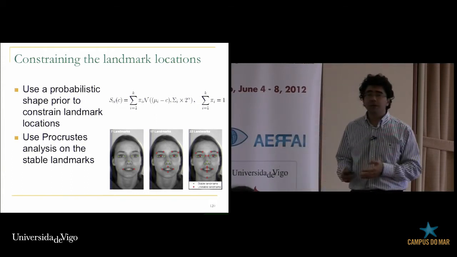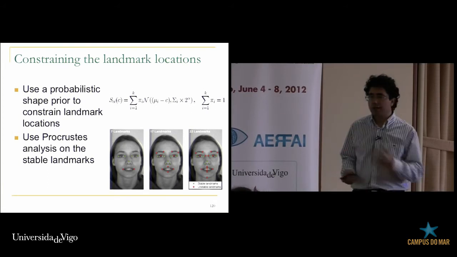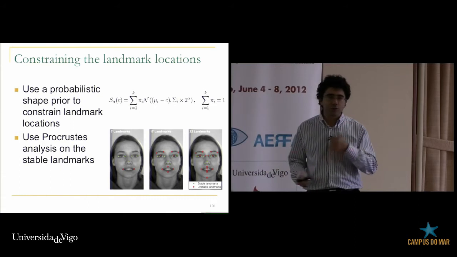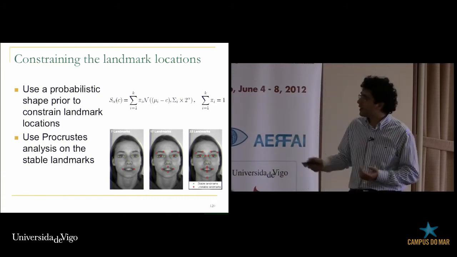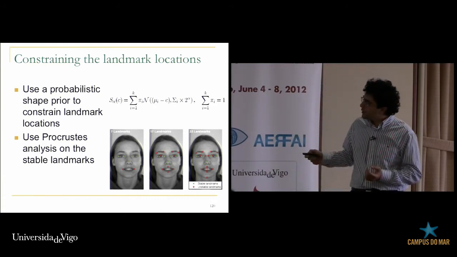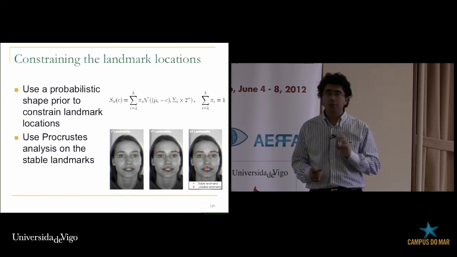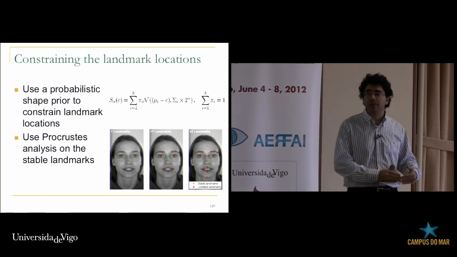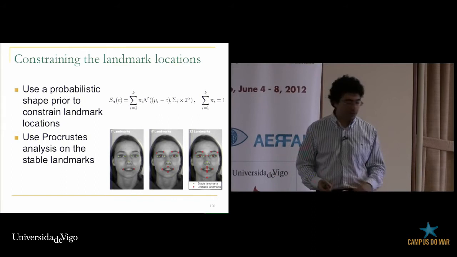But some landmarks are more stable than others. Like your eye corners, they don't move much. But the mouth corners, as you do your expressions, they move a lot. So they're unstable. So what you want to do is first find your stable landmarks and then constrain the unstable landmarks using the stable landmarks.